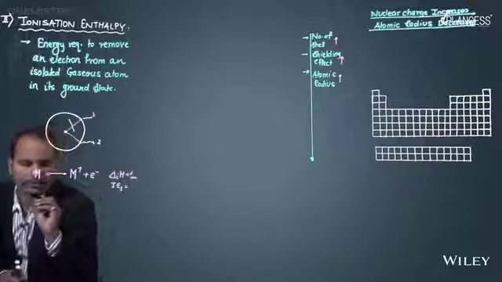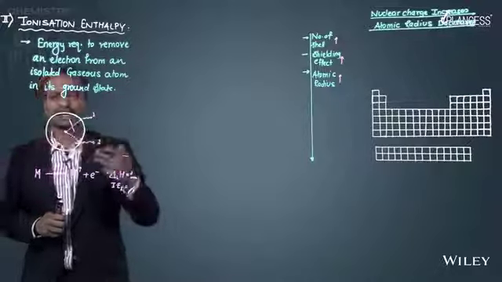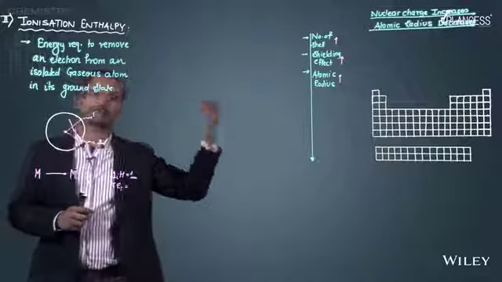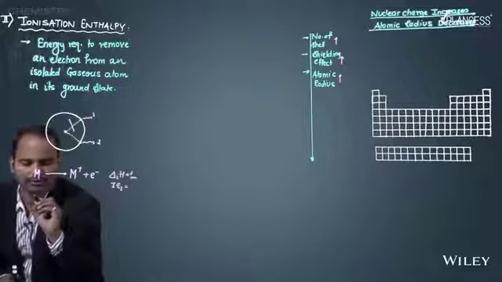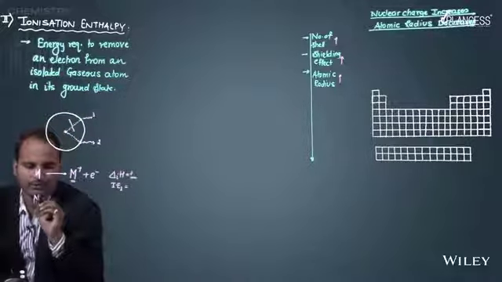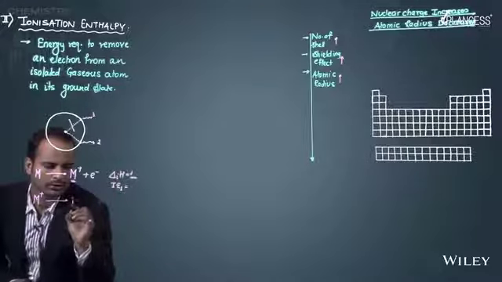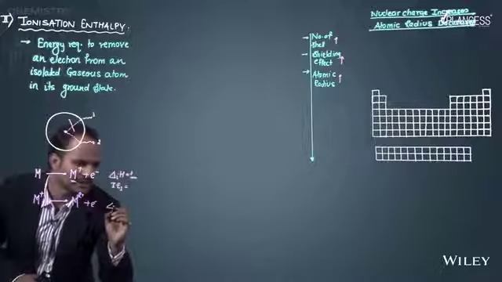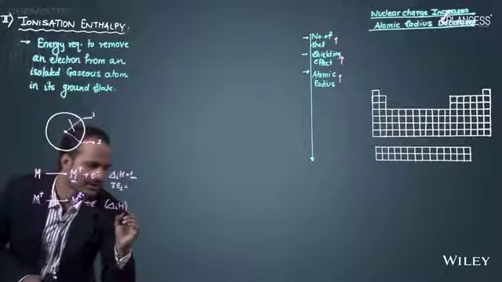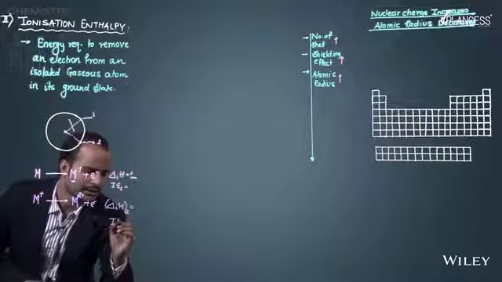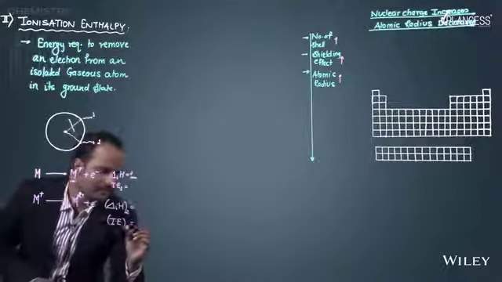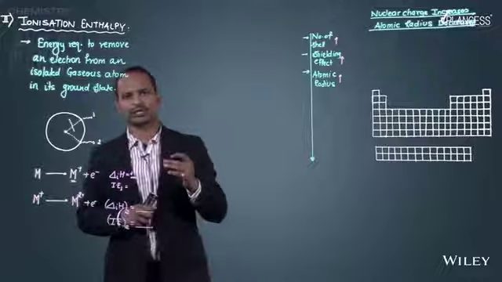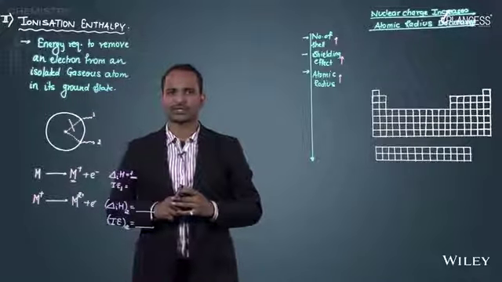So whenever you want to remove the second electron, it never comes from the neutral atom. If you want to remove the second electron, it means one electron has already been removed, so it is removed from M plus. I'm removing one more electron, so it now carries a plus 2 charge, and this delta H is the second ionization enthalpy, represented by IE2. As I said, the second ionization enthalpy is always greater than the first ionization enthalpy.